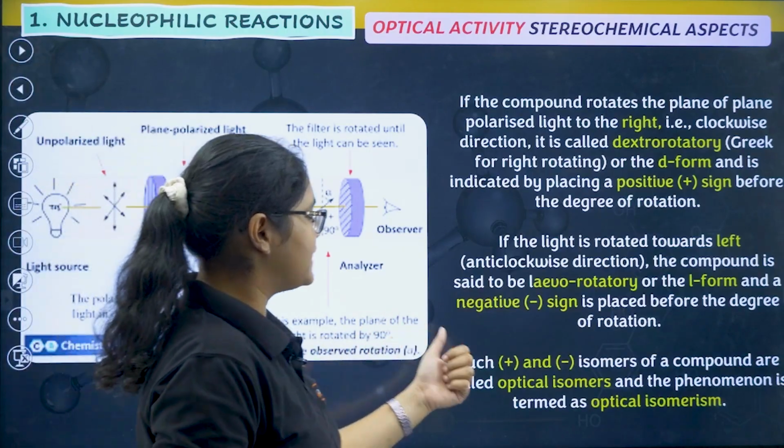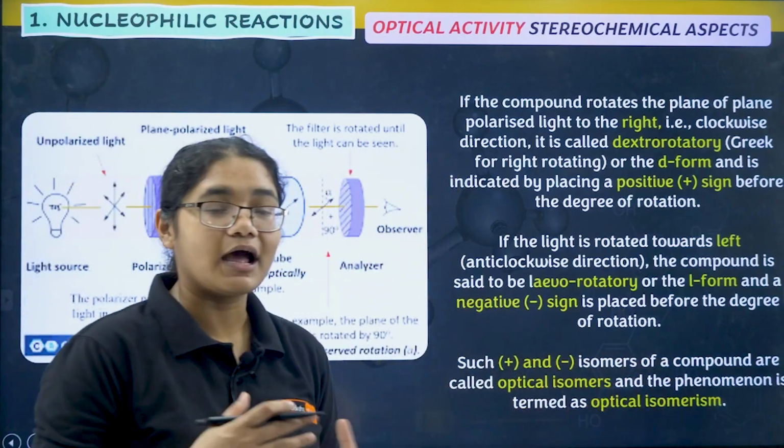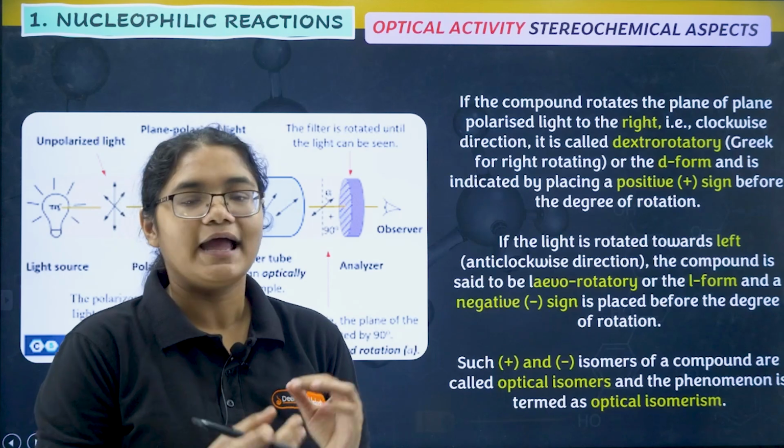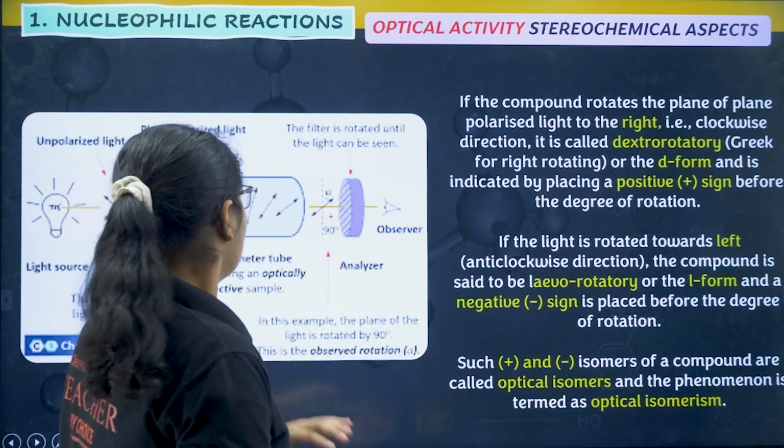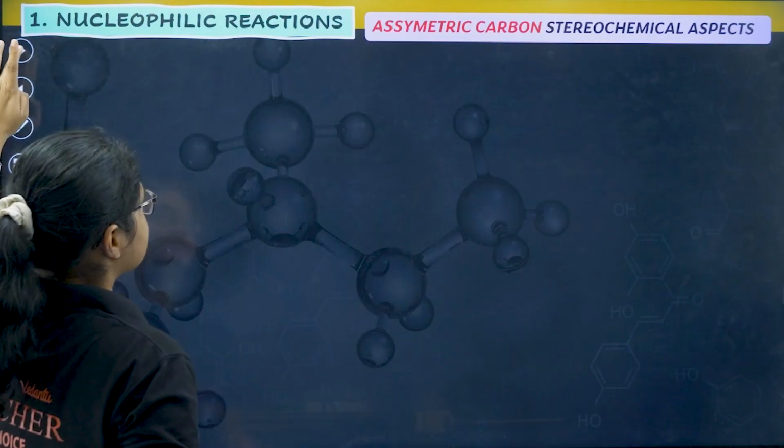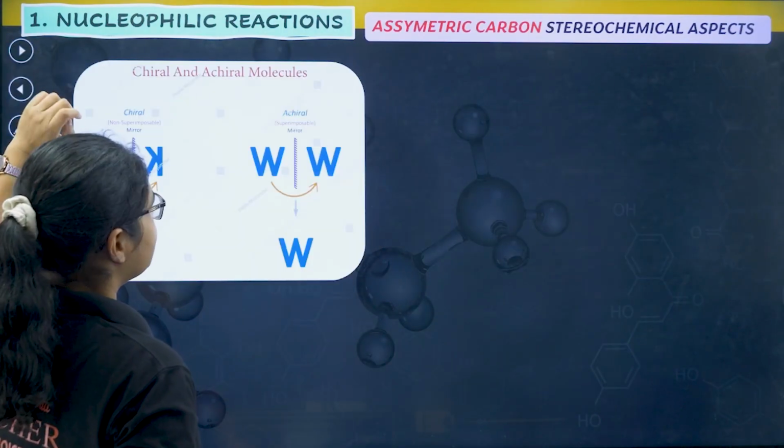So now, plus and minus isomers of a compound are called optical isomers, and this phenomenon is called optical isomerism. Okay. Now we'll move to the next term, that is, what is an asymmetric carbon.